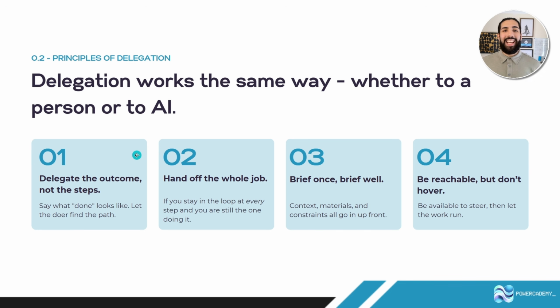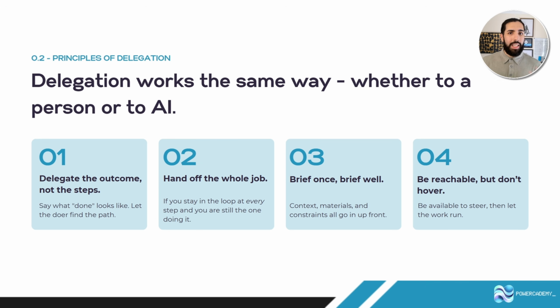So the first one is delegating the outcome rather than the steps. Cowork is a tool that does the work for you. So the idea behind Cowork is it will decide the steps that it needs to conduct based on the capability and ability that it has. If you try and determine every single step of the journey, you are really going to struggle, because Cowork might try and resolve something that it can't actually do. Obviously, there's going to be some steering involved here.